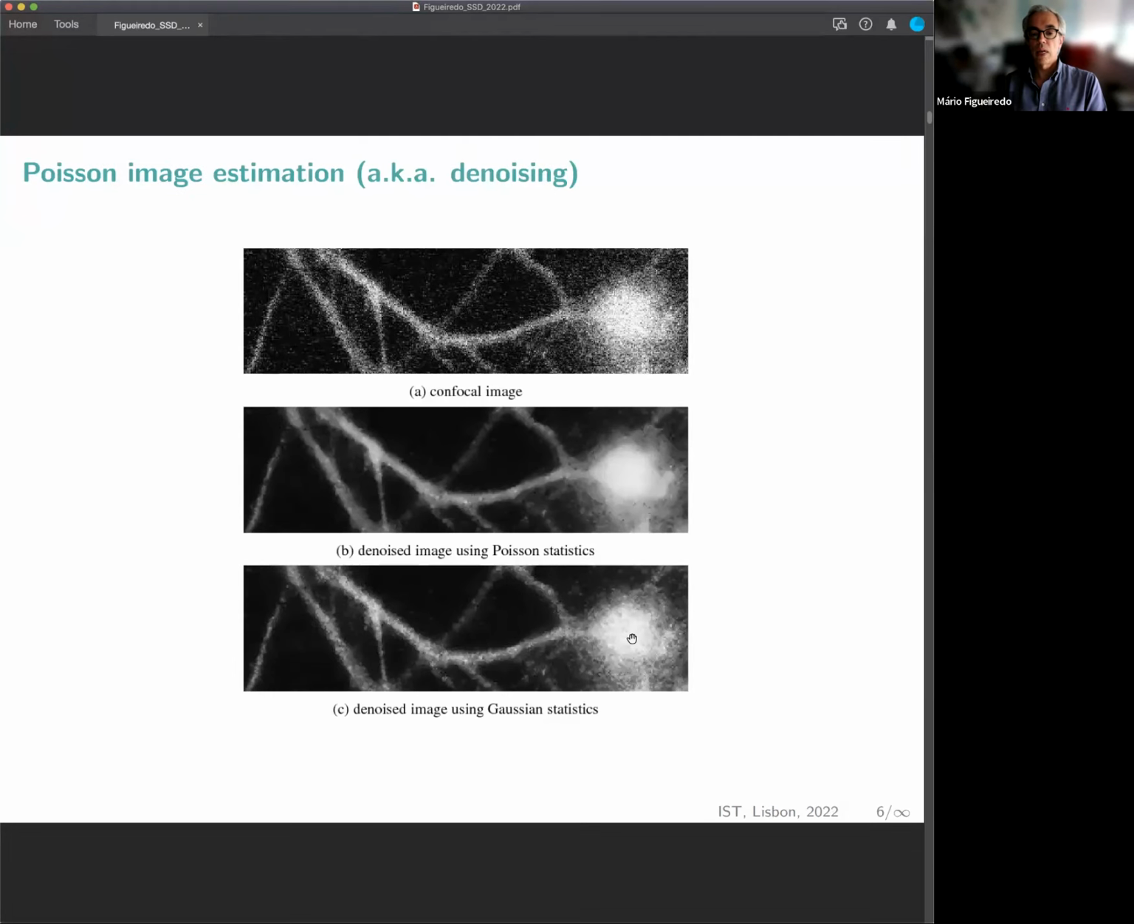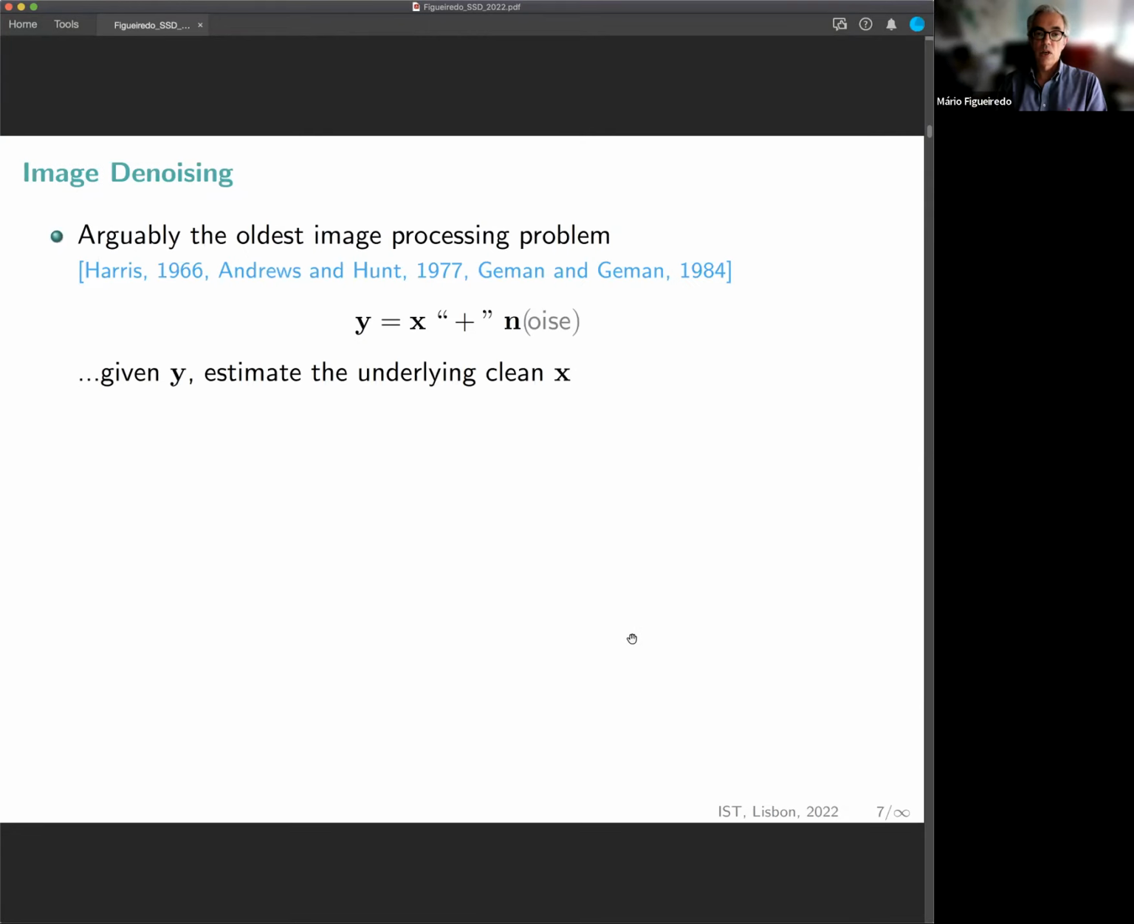Okay, so let's look at this intensity estimation problem as an image denoising problem. And image denoising is arguably the oldest image processing problem. It goes back to the 60s. It started being studied when the first astronomical satellites were sent to observe. The first work in image processing was probably done at the Jet Propulsion Lab in the US in the 60s. And ever since, of course, today it is a huge area.